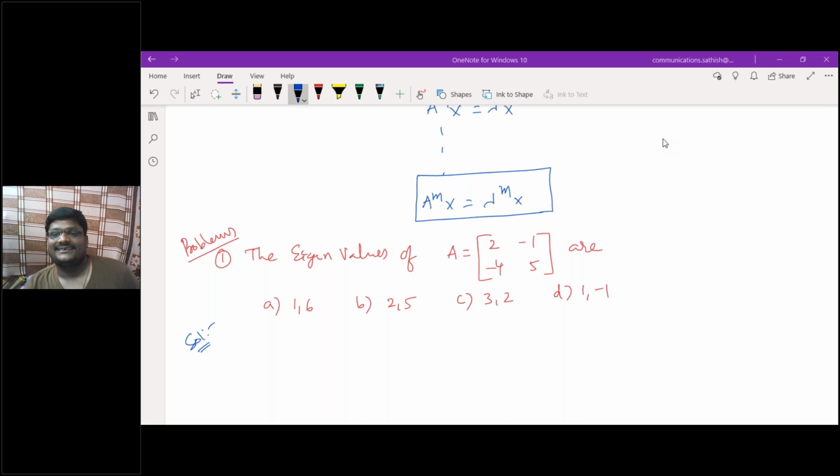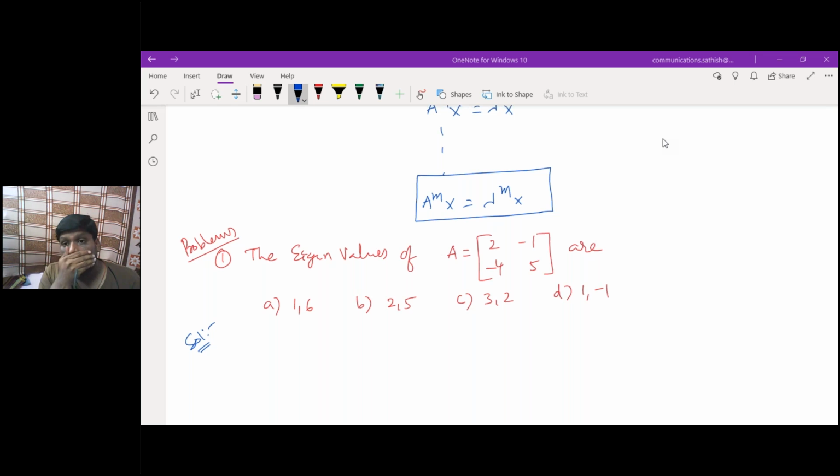3, 2, sir. Yeah, this is how you people will make mistakes. What I told. This is not 1, your upper triangular matrix, third triangular matrix. 1, 6, sir. Yeah, 1, 6 is the right answer.